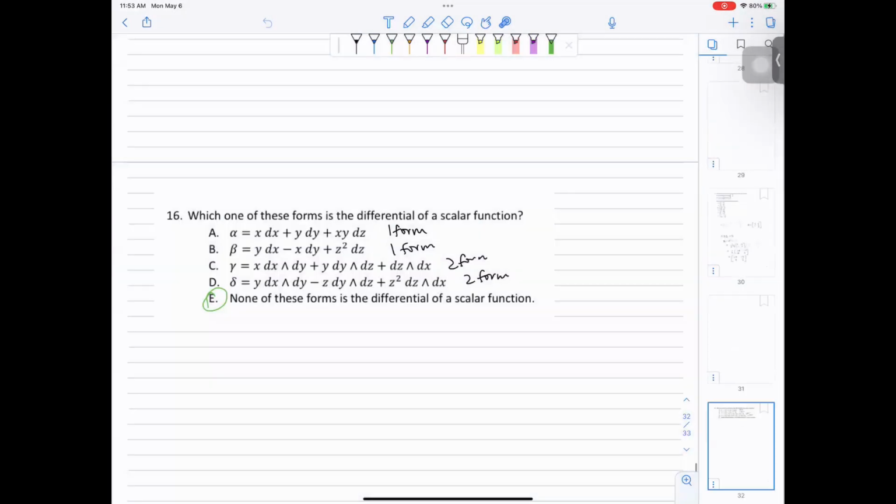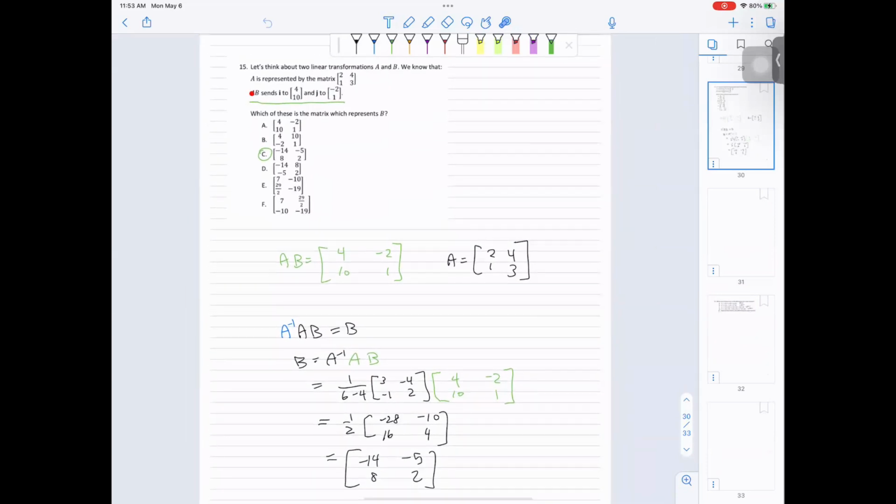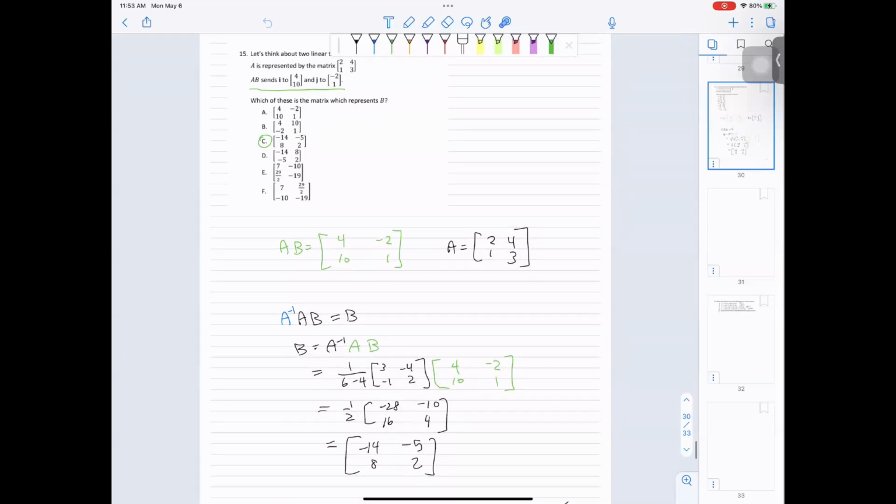Question 15 was this stuff, which said that AB sends this I to that, J to that, so we know AB must be that. What's another way of writing B? Well, if I do A inverse AB, A inverse A becomes the identity. And so B equals A inverse AB. So I was given A, I can take its inverse. I know what AB is, which I found in the green, multiply. Questions on 15 or 16?